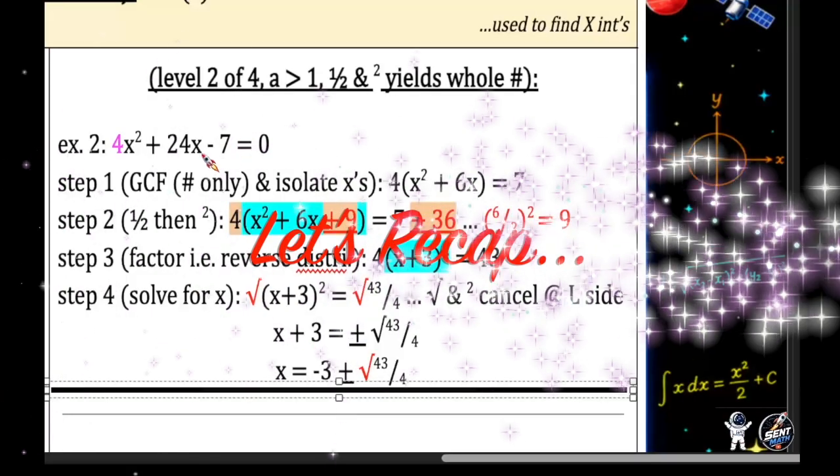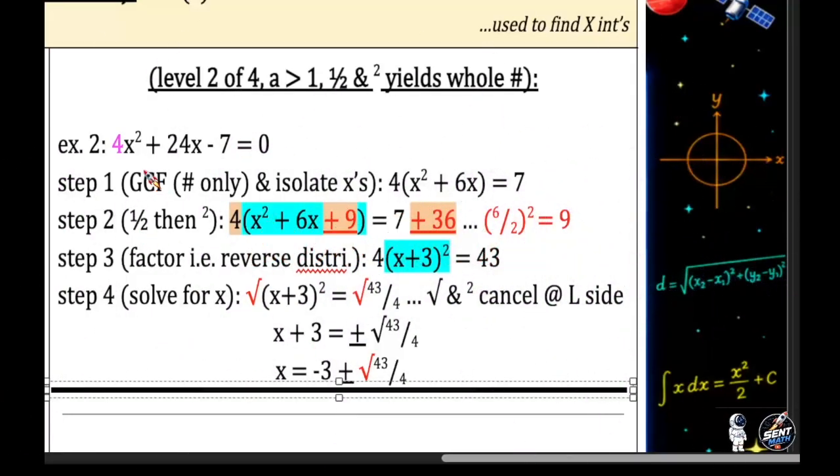Recapping on example 2, we start off exactly the same way. By the way, remember, example 2 only differs from example 1 because we have a coefficient in front over here. Your a is greater than 1. So we're going to add 7 to both sides and we get to here. We're going to GCF a 4 out of these two terms and we get something that looks like this. We take the term with the x to the power invisible 1, we take the 6, multiply it by half, we get 3 squared is 9.